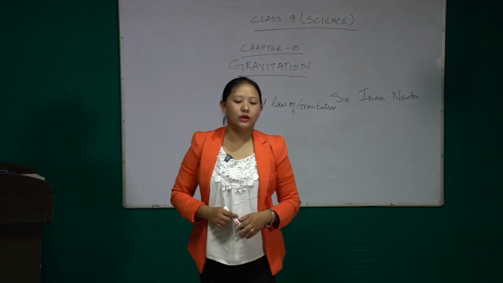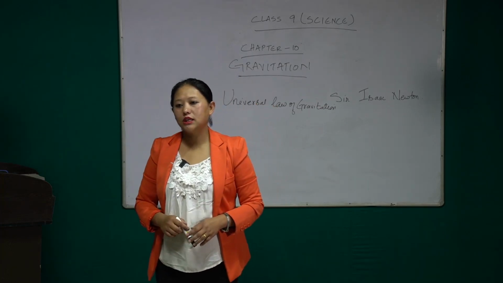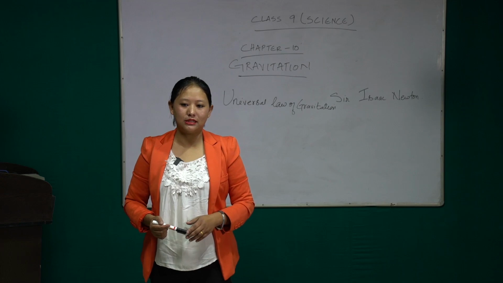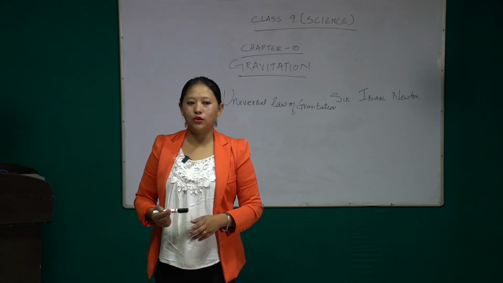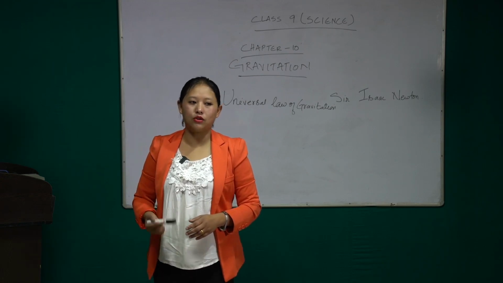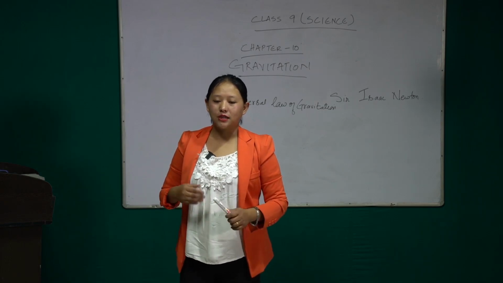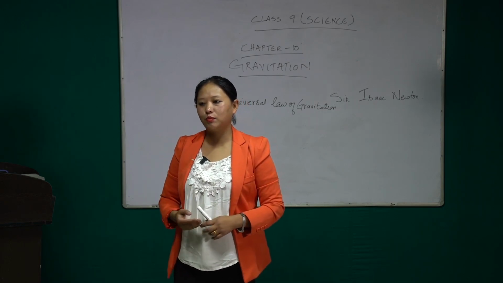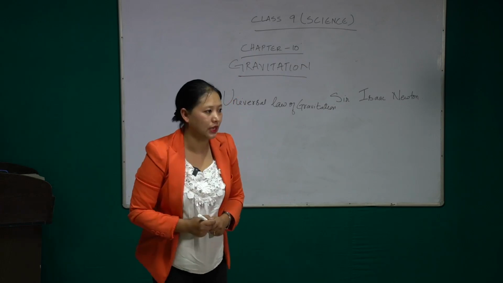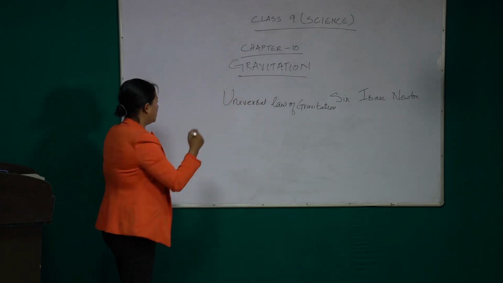So now let us see what the universal law of gravitation is. The universal law of gravitation states that every object in the universe attracts every other object with a force which is proportional to the masses of an object and inversely proportional to the distance between them. Let me write this definition.